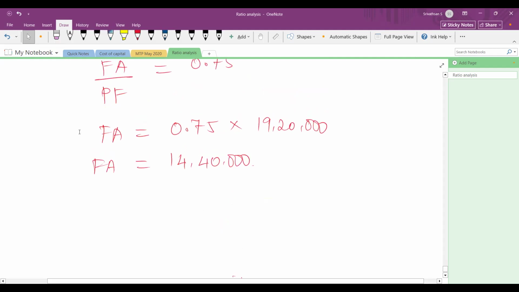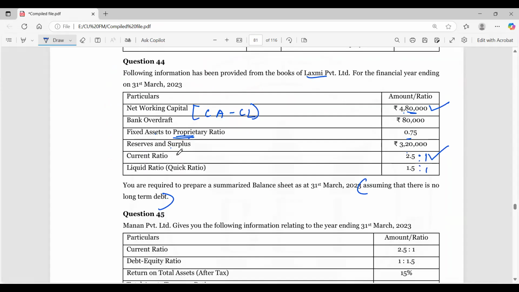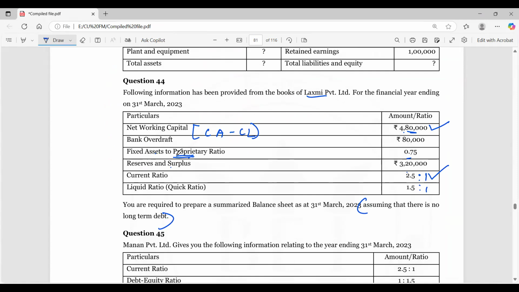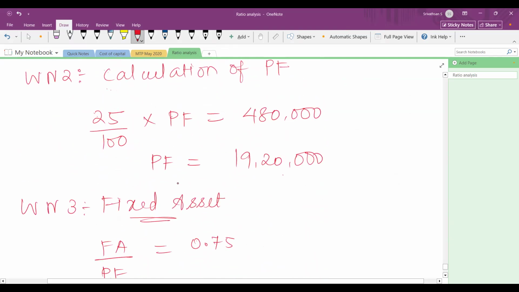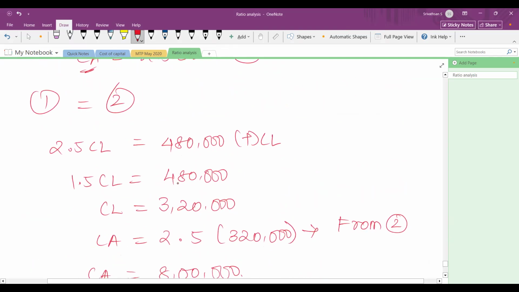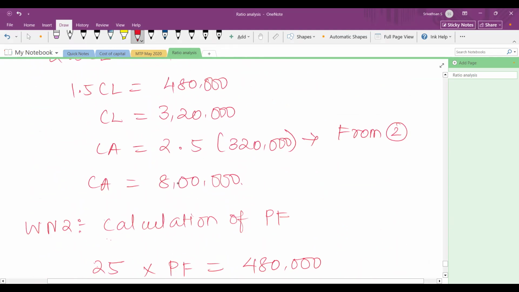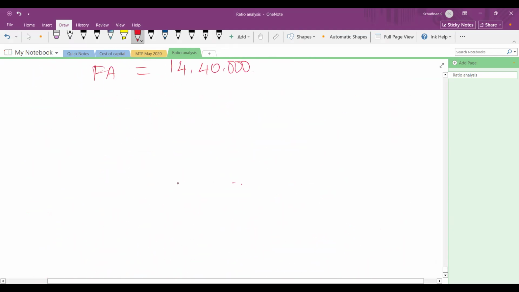Now listen, in this question, quick ratio is given. With the help of that, we can calculate inventory. So current asset is how much? Current asset 8 lakh, current liability 3 lakh 20. With this we can calculate the amount of inventory.